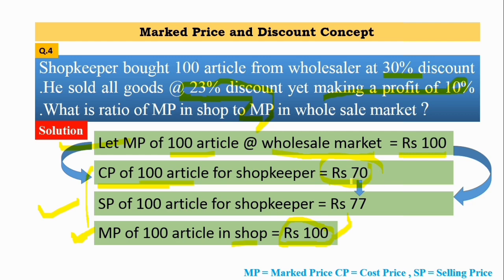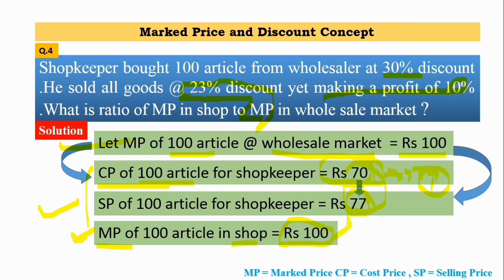So here 70 we take as the initial CP. 70's 10% is rupees 7. After adding 10% of the CP we get the answer, that is 77. This means the assumption of MP in the shop as rupees 100, and the MP of 100 articles at the wholesale market as 100, is correct. Only then will we get the right answer, that is 10% of the CP when added gives the SP, that is 77.